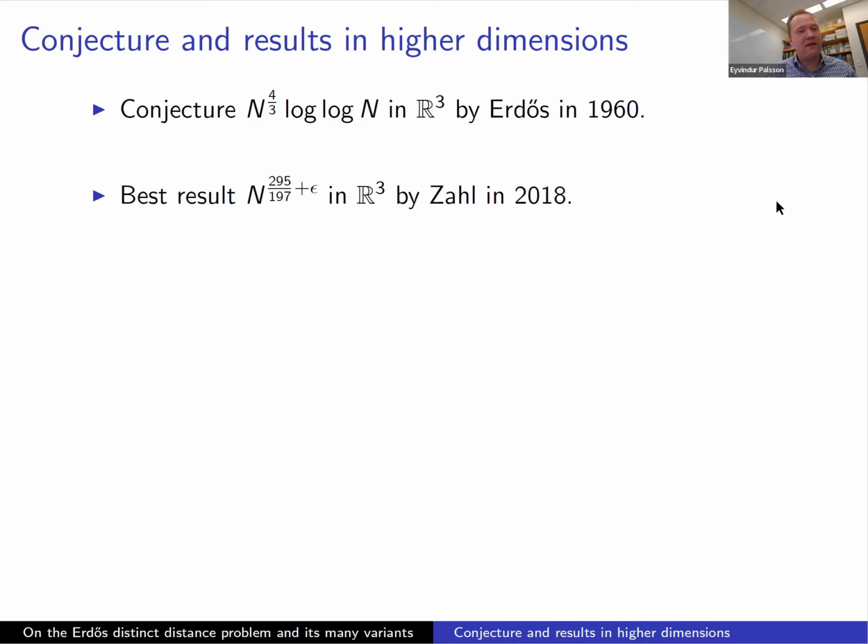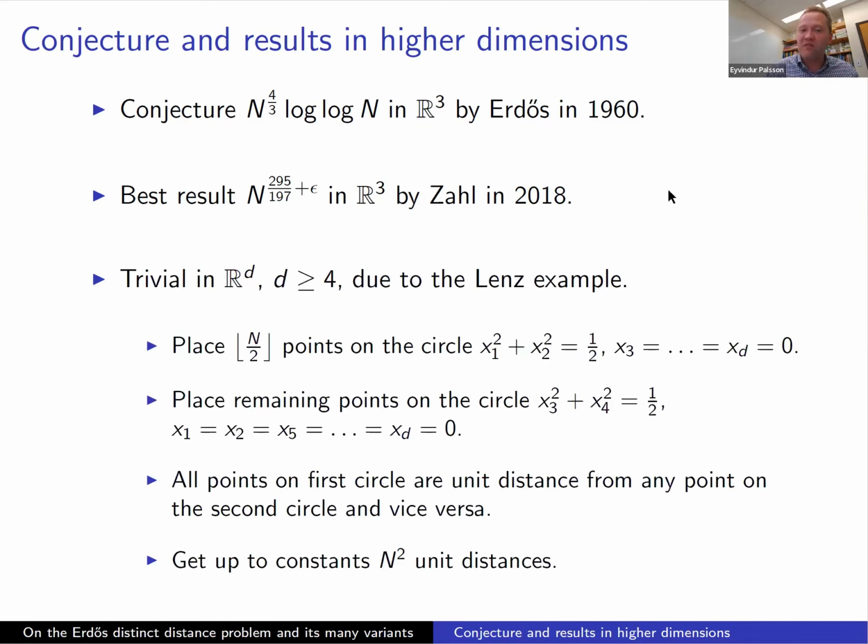And then in case you're getting excited now and you're starting to think, I should try to work on this in higher dimensions, I wanted to point out that this is trivial in dimensions 4 and higher. What you can do is place about half your points on a circle that is based on the first 2 coordinates, and place the remaining points on a circle that is based on the 3rd and 4th coordinates, and you've set it up in such a way that any point on the first circle is a unit distance away from any point on the second circle.